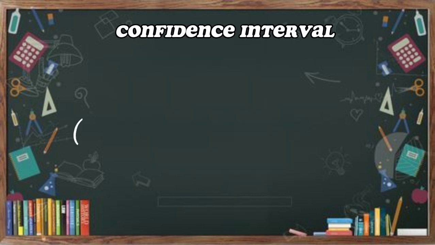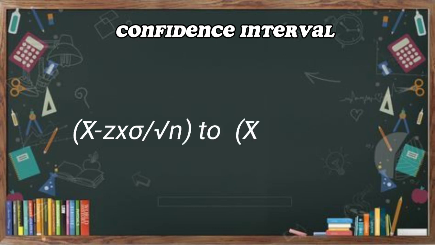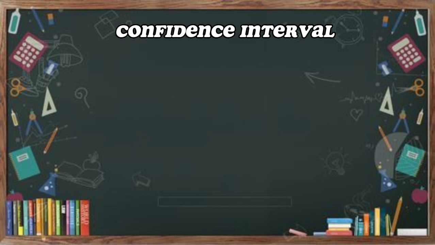This is the formula of the confidence interval: open parentheses x bar minus z times standard deviation over square root of n, close parentheses, to open parentheses x bar plus z times standard deviation over square root of n. But we have another option to solve the confidence interval so that we do not struggle.